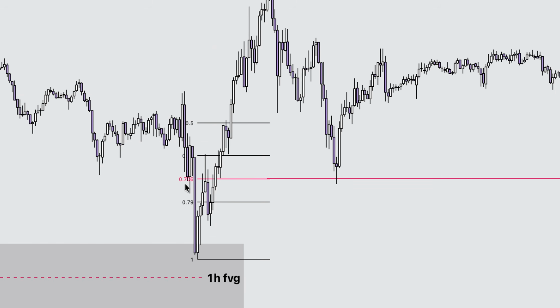After we tapped into the 0.706 of the OTE range, we had a big rejection and started moving higher. But how do you know which OTE levels to take your trade off? And that would be stacking confluences.